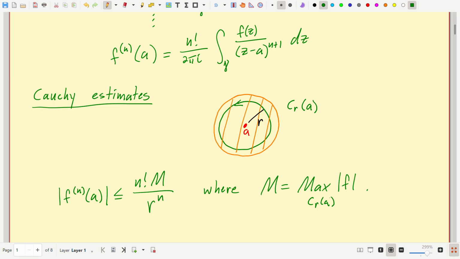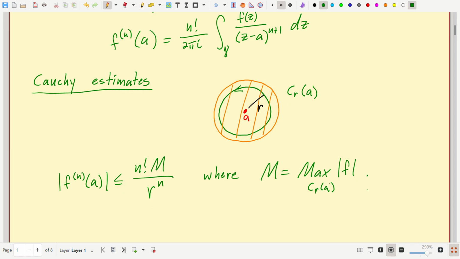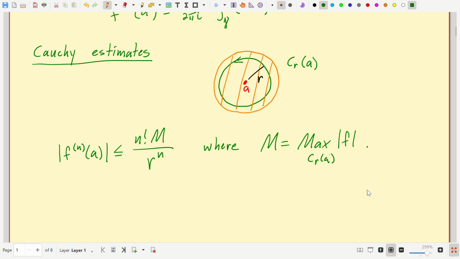That's kind of weird. That means you can't wiggle too much. If the function is nice and bounded on that circle, it can't wiggle too much on the inside. So things that wiggle really fast, like sines that are bounded by 1, are doing things that are not allowed in complex analysis. That's the estimate. The proof is really simple.